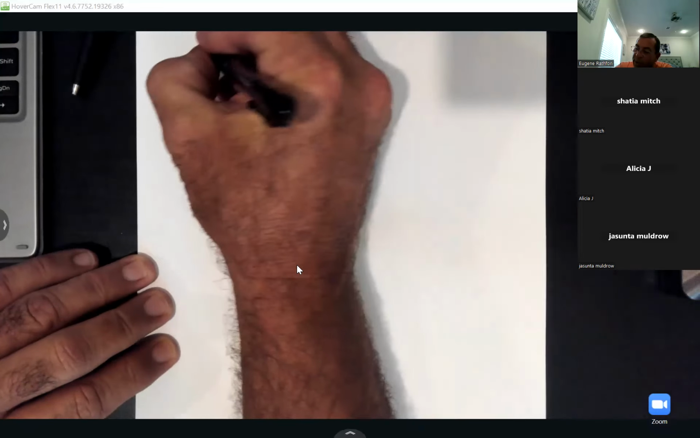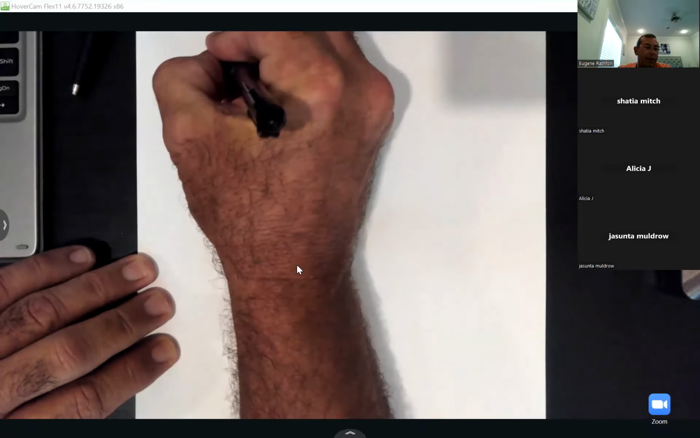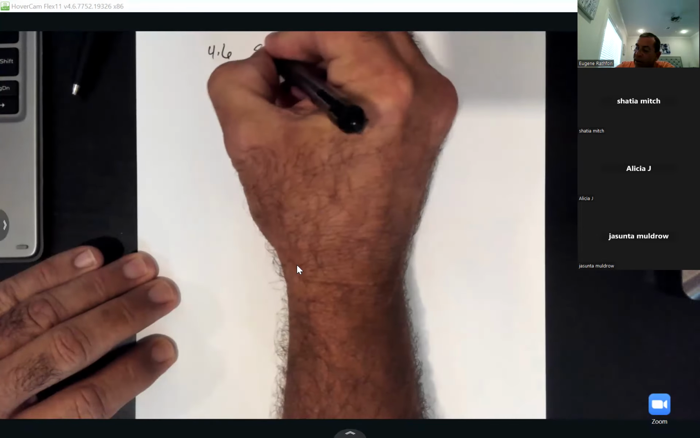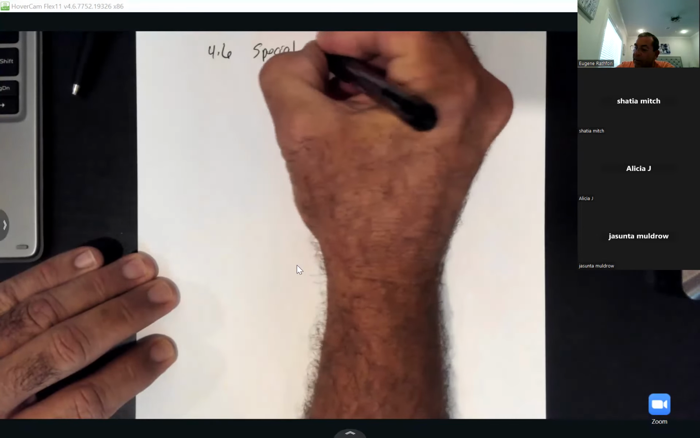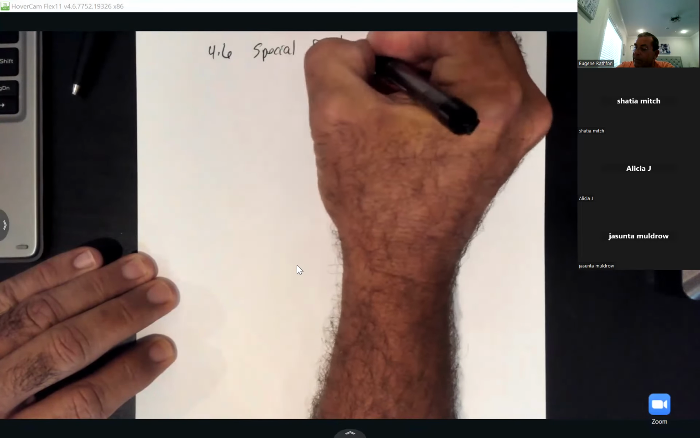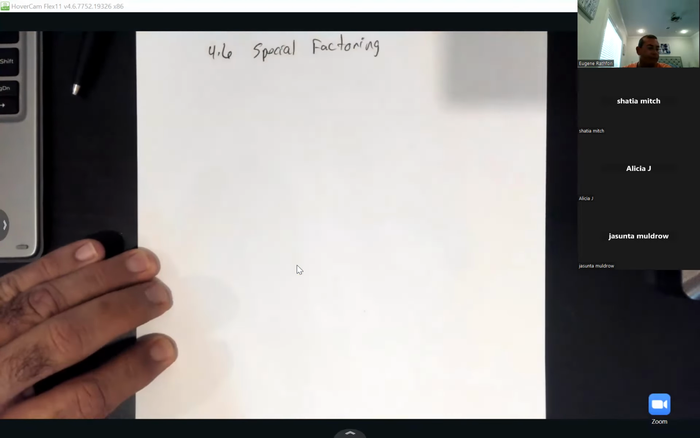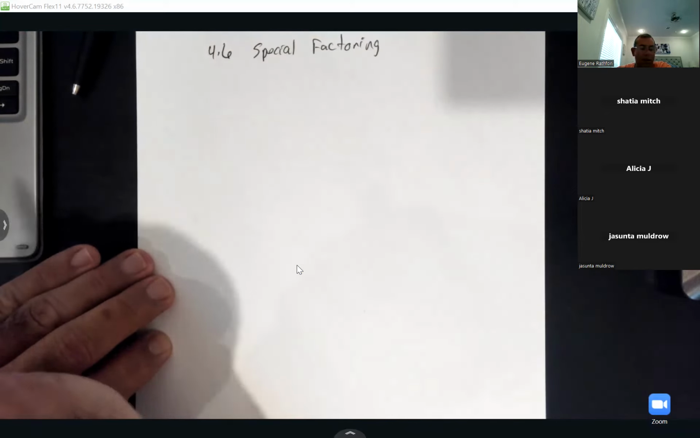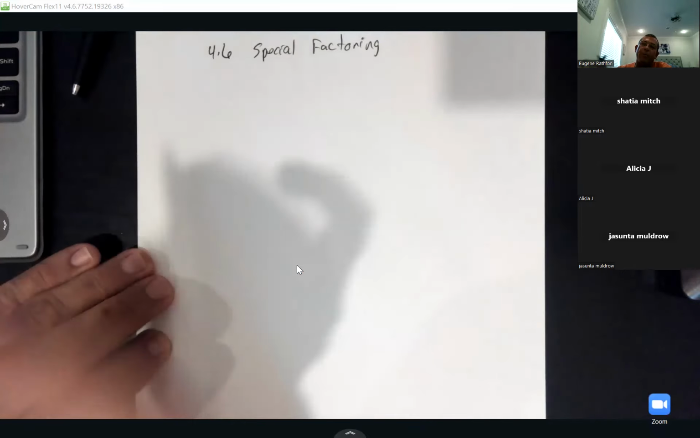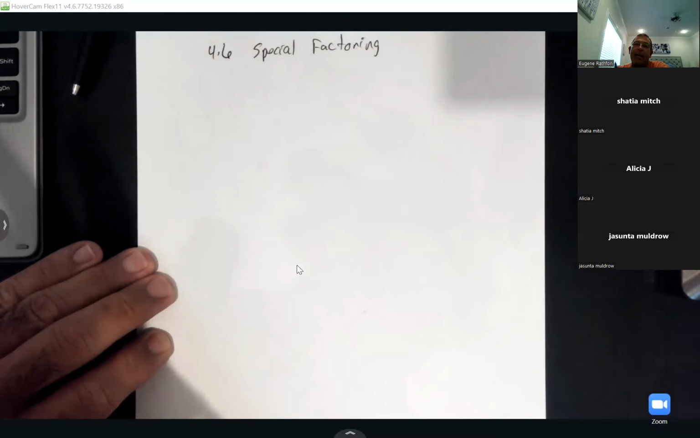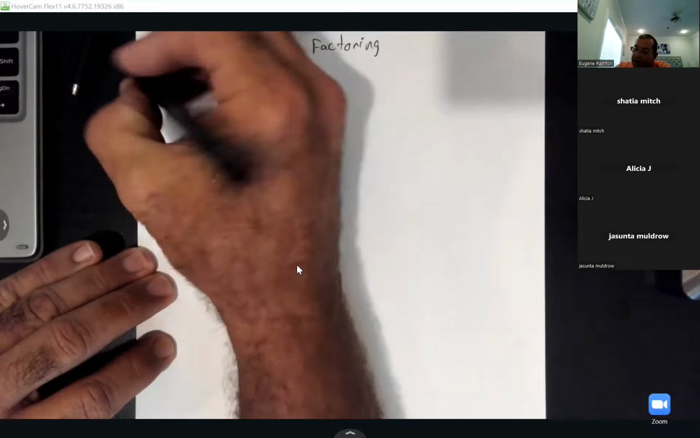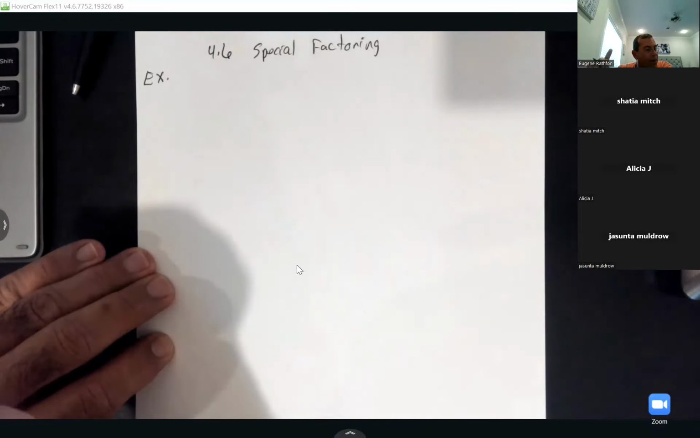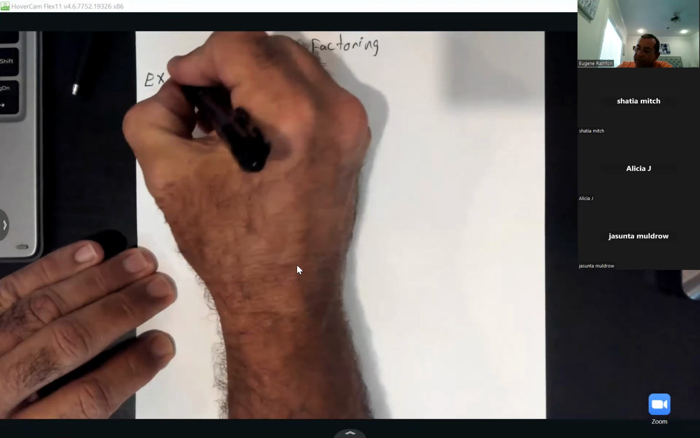All right, y'all. So 4.6 is more factoring, and we actually call this special factoring. Alrighty, so the first few examples are pretty much the same, but I want you to see how these answers are written. So these will say factor.